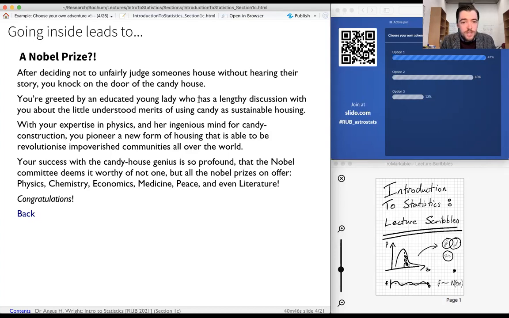And with your expertise and her ability at constructing houses made of candy, you both pioneer a new form of sustainable housing that revolutionizes impoverished communities all over the world. So congratulations to all of you for making a smart choice and indeed for doing what I think was the correct thing. So that gives you a rough idea of what this is going to be like.